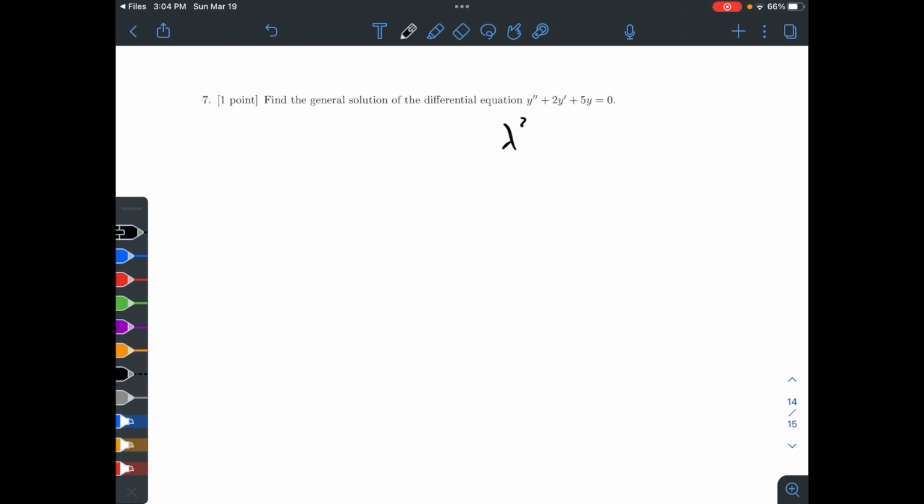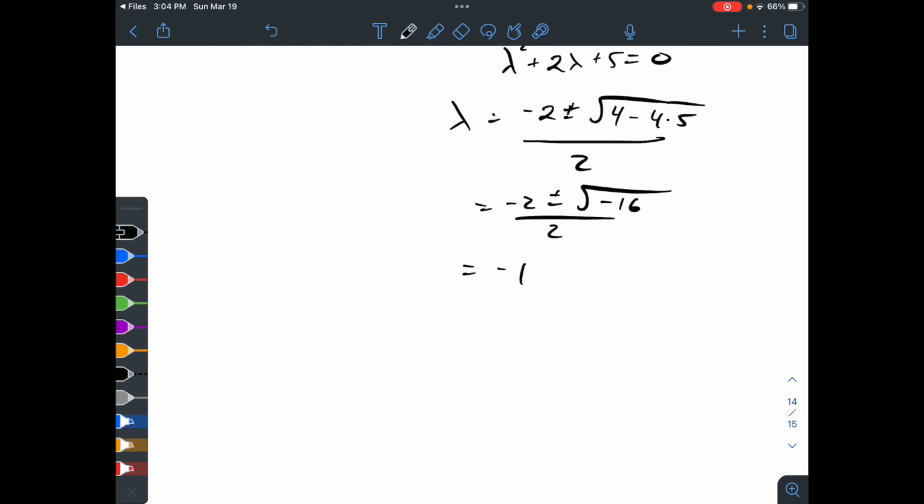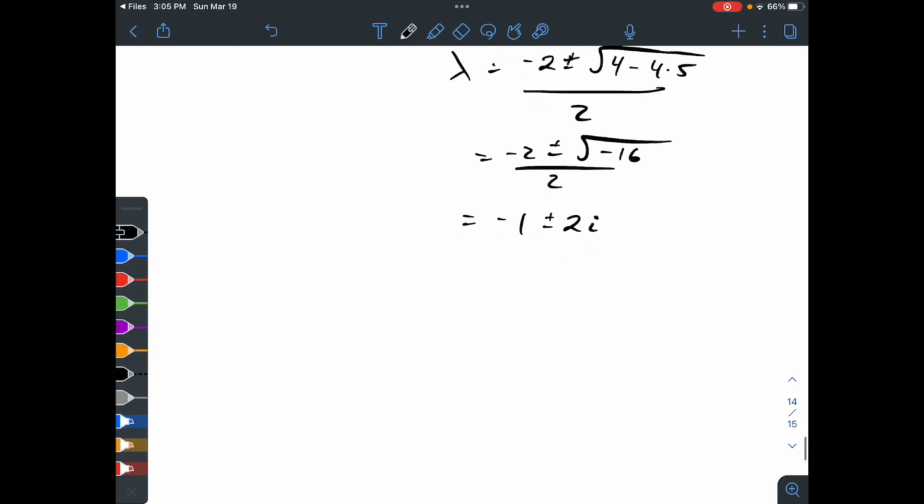This one's good. Let's just do this one because it's quick. It's homogeneous, so we just have to convert this to the characteristic polynomial: lambda squared plus 2 lambda plus 5 equals 0. Again, lambda equals negative b plus or minus the square root of b squared minus 4ac, over 2a, where a is 1. So this is negative 2 plus or minus the square root of 4 minus 20, which is negative 16. So we get negative 1 plus or minus the square root of negative 16 over 2, and that's 4i over 2, so 2i.